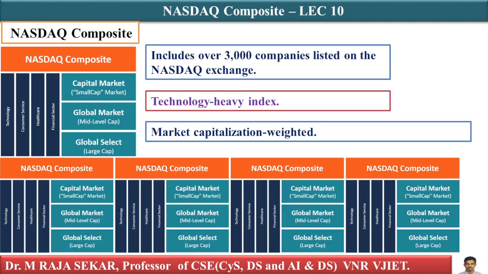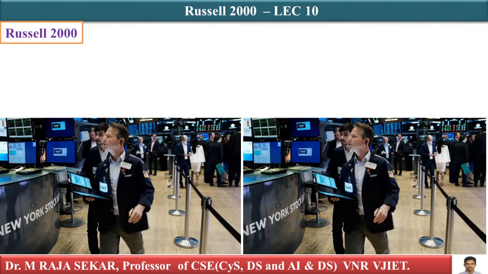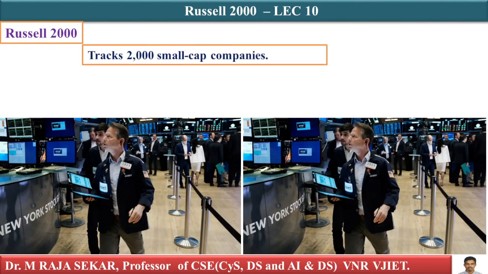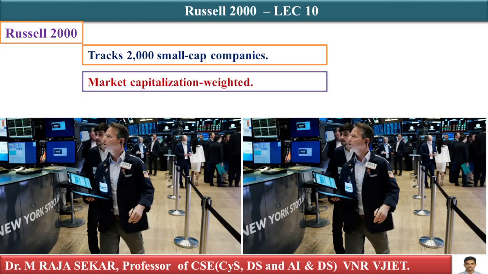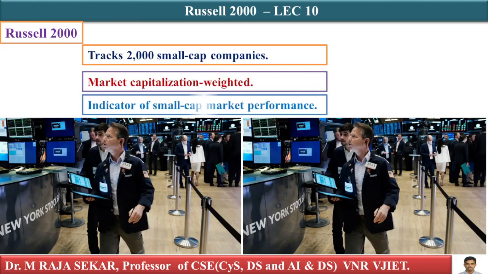That was about NASDAQ Composite. The next one is Russell 2000. It tracks 2,000 small cap companies. It is market capitalization weighted, an indicator of small cap market performance. Its role is reflecting the health of smaller growth oriented companies. It complements indices like the S&P 500.